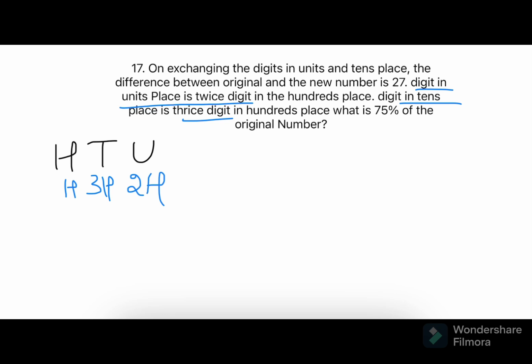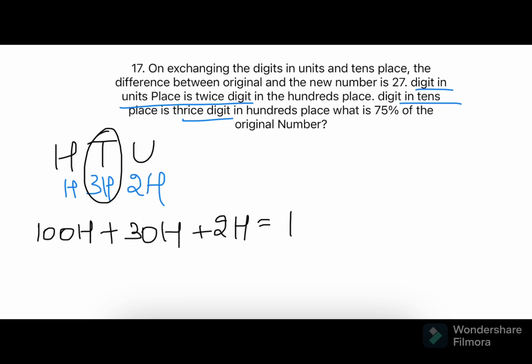We have already seen in the previous video that we should bring this down in the value equation form. Hundreds, this is 100h plus, this is supposed to be 10h, but since it is 3 times h, 3 into 10, this becomes 30h. Units place, it is supposed to be just h, but since it is twice the hundreds place, this becomes 1 into 2, that is 2h. What is the total summation? 132h. This is the particular number we are talking about.